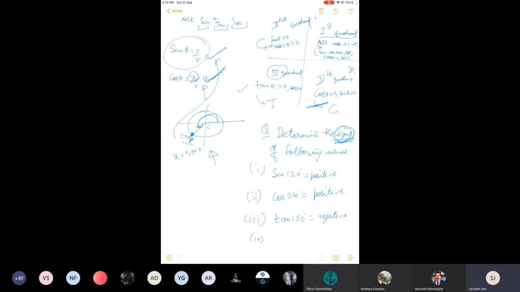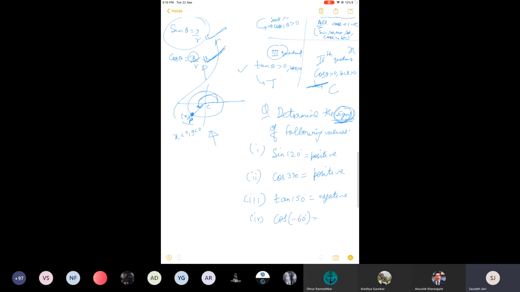Okay, then, just think for a moment and then give me the answer. Think what type of angle this is and where exactly you are for this particular angle. Cos of minus 60 degree. Tell me positive or negative, with reason. I have told you something about this. So it will be positive. Cos is positive. The answer is correct. What is the explanation?